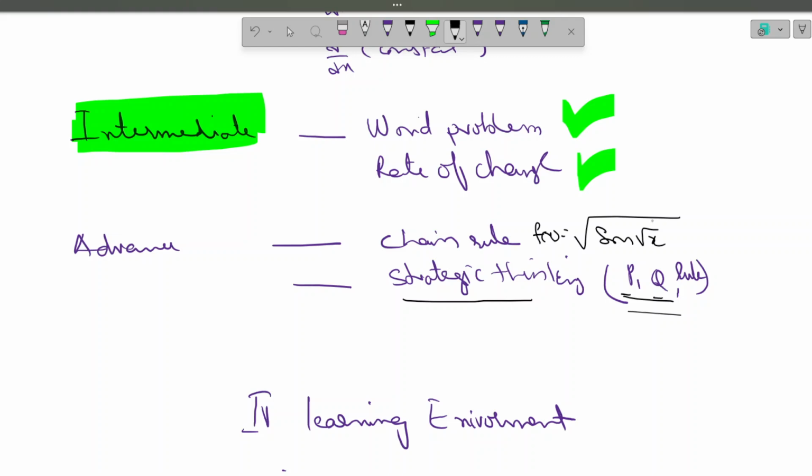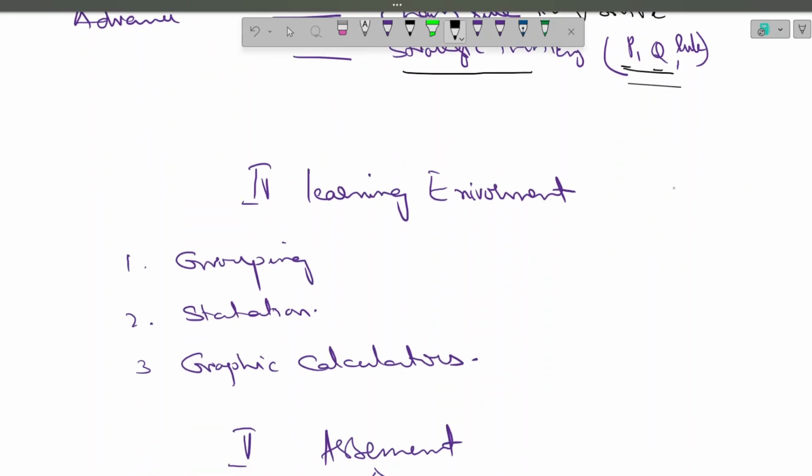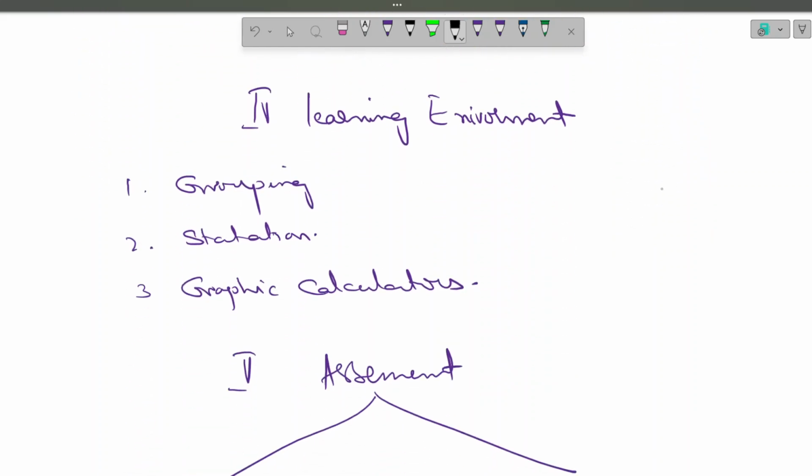This is about the 3 things. How the learning environment should be in your differentiated class. Learning environment means how you are making them learn, what things you have provided. Making them groups, group 1, 2, 3, and make them learn, or stations A, B, C, D.